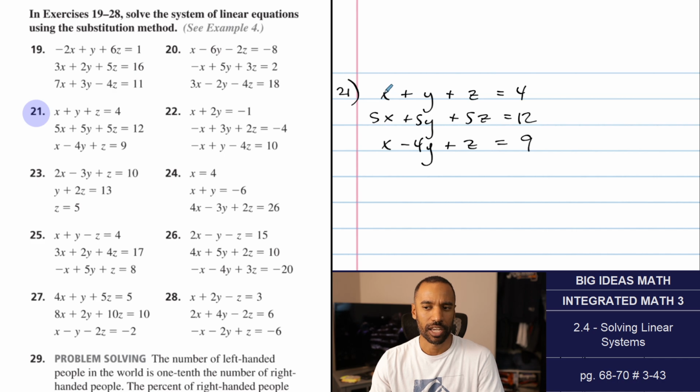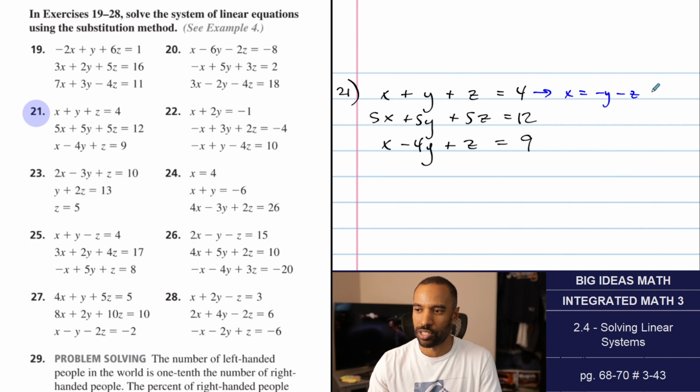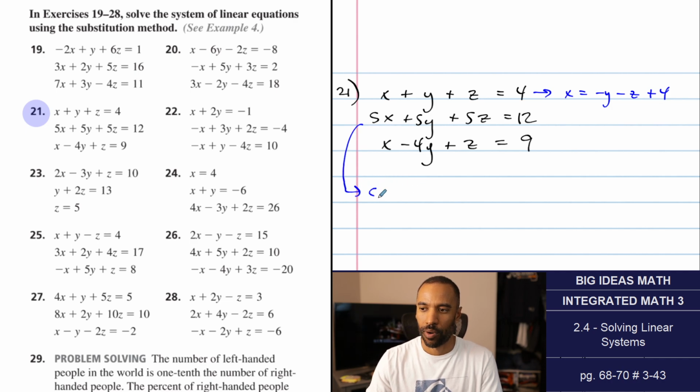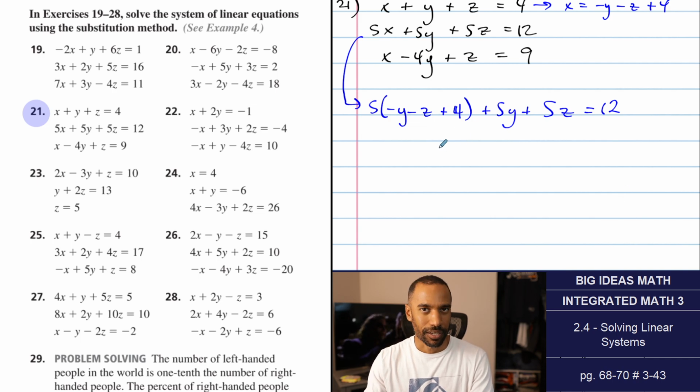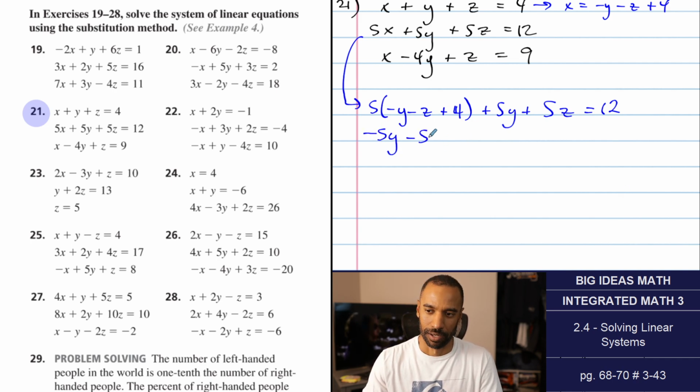Let's just get x by itself here. You know, I really don't have a preference. Let's just get x by itself here, and you'll get x equals negative y minus z plus 4. Now when I substitute this for x in this equation right here, I'm going to get 5 times negative y minus z plus 4 plus 5y plus 5z equals 12. And you'll see what happens. Negative 5y minus 5z plus 20 plus 5y plus 5z equals 12.